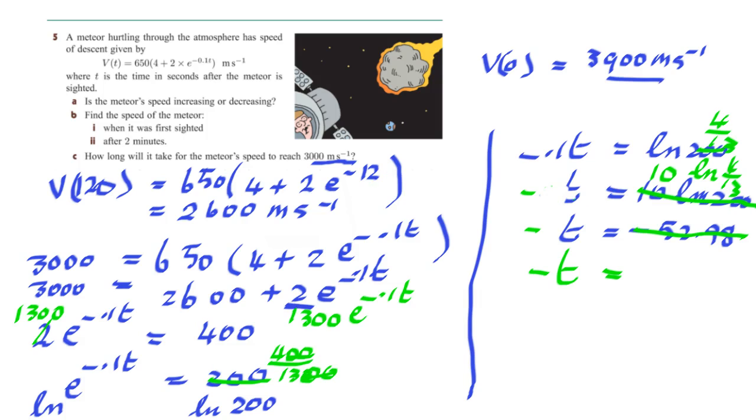So just going back here, so I had minus 0.1 t equals ln 4/13. Minus t is 10 ln 4/13. So minus 11.78, and so the time is 11.8 seconds.